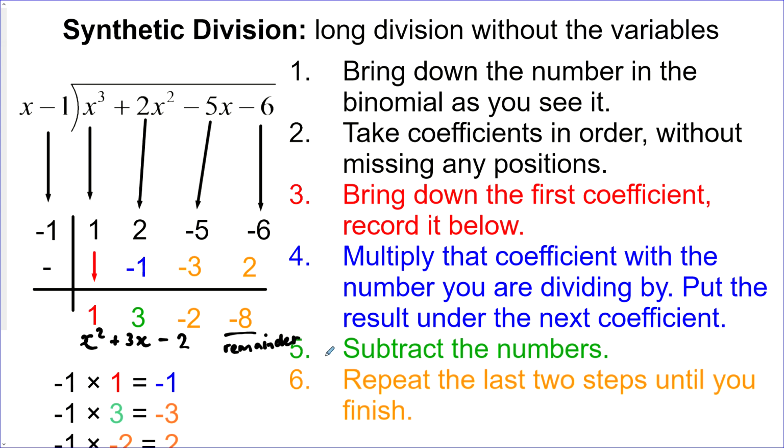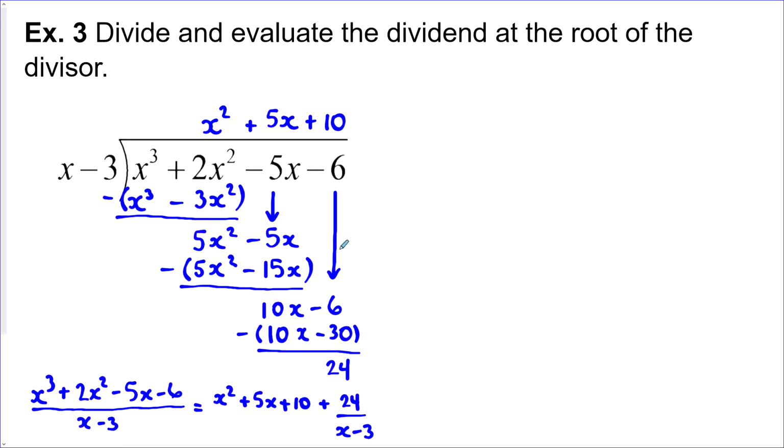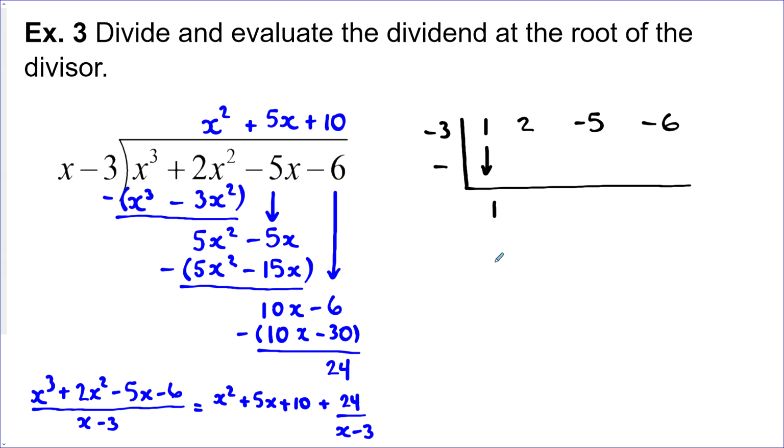Now let's go back and look at the previous examples. So example 3, and let's do this question with synthetic division. We build our box here, or our upside down division sign. We take this right here, -3, since we're subtracting, and then we put the coefficients in order: 1, 2, -5, and -6. Now the first step is just bring down this 1 and put it there.